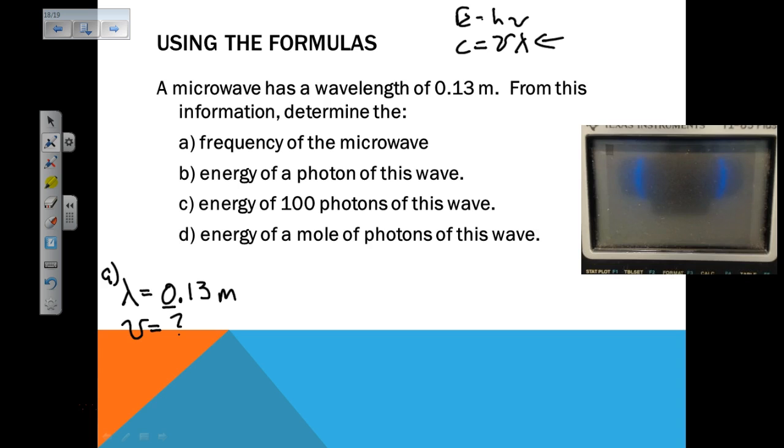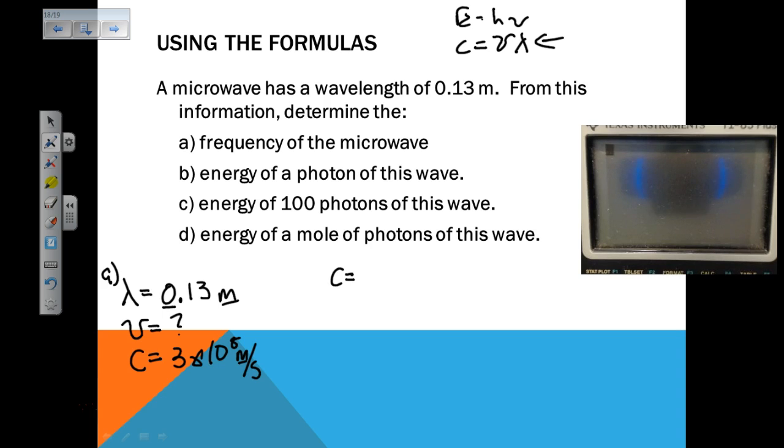Well, it's this one. Okay, so we need c. c equals 3 times 10 to the 8th meters per second. Now, this is really good because this is already in the base unit of meters, so we don't have to convert nanometers or anything to meters. We're already in meters. Life is good.